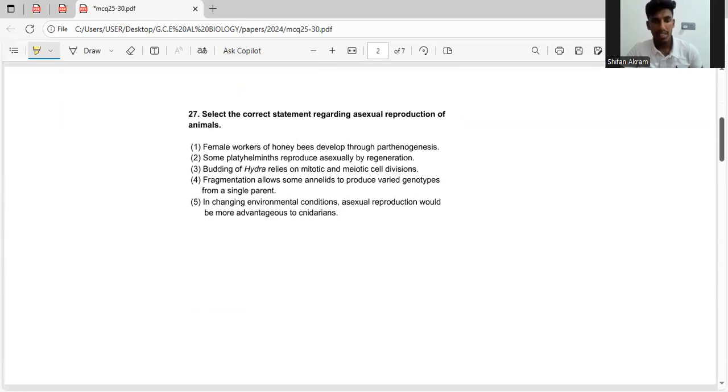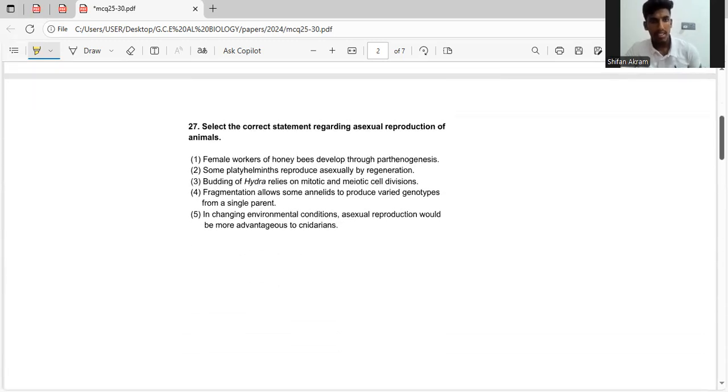Now let's go through the 27th question. Select the correct statement regarding asexual reproduction of animals. We know there are three types of asexual reproduction. First one is budding, then we have fragmentation and regeneration, and finally we have parthenogenesis. Now let's go through all the statements. Female workers of honeybees develop through parthenogenesis.